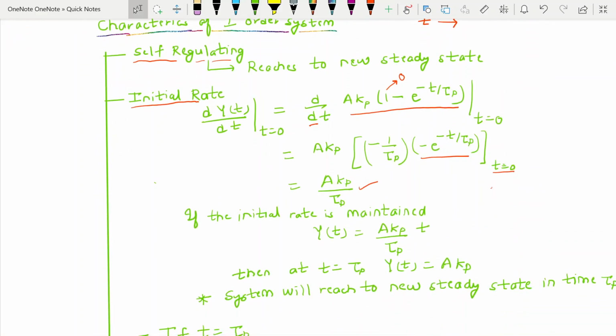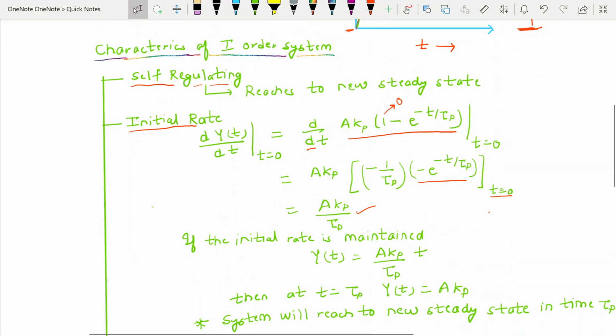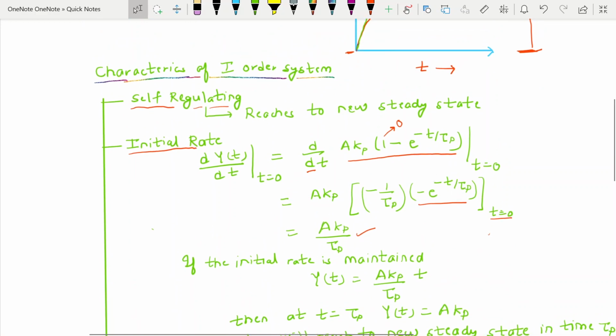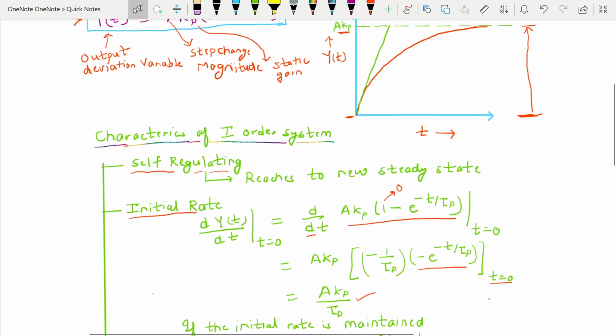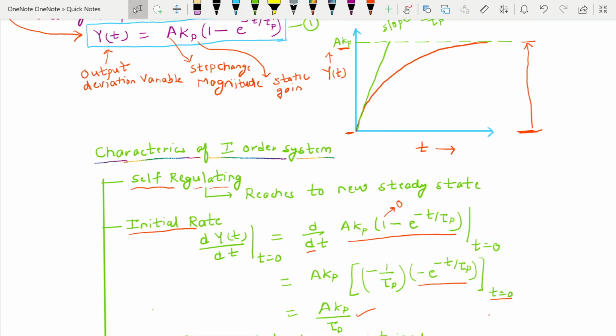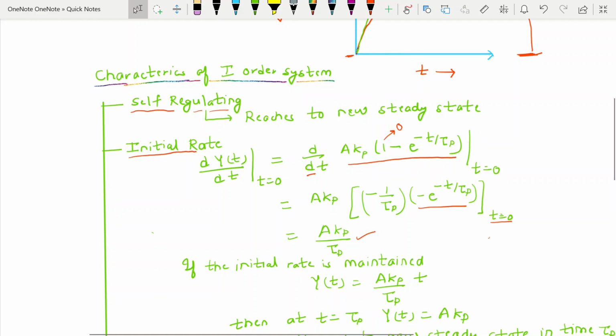Now we are extending this a little. If this initial rate is maintained, suppose my slope is constant, the initial rate, that means my slope at t equal to 0 is kept constant, then what will happen? What will be the behavior of the response? So how will I calculate this one?